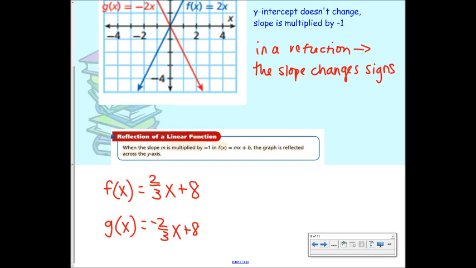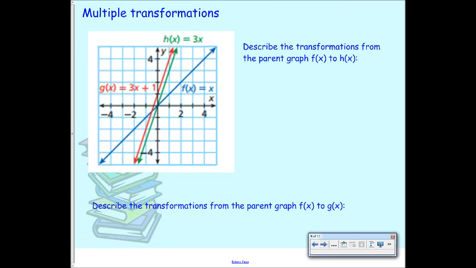What happened here? Slope did what? Slope went up, which means what happened to the picture of the line? Rotated counterclockwise. Very good. So this is a rotation counterclockwise, and you know that because the slope increased.